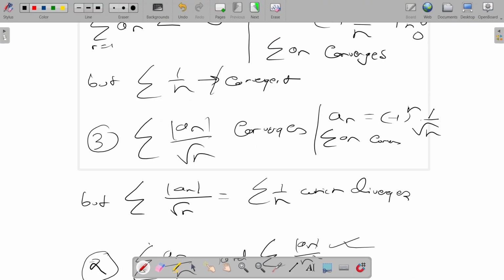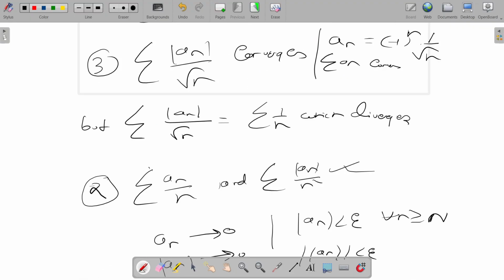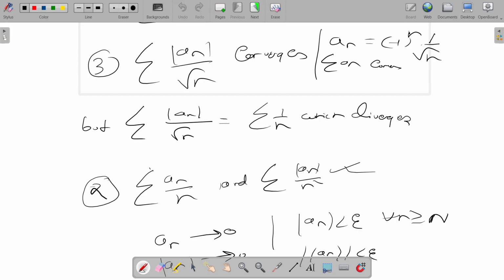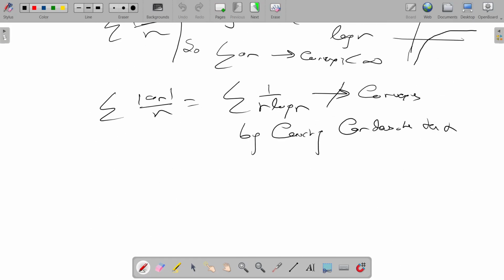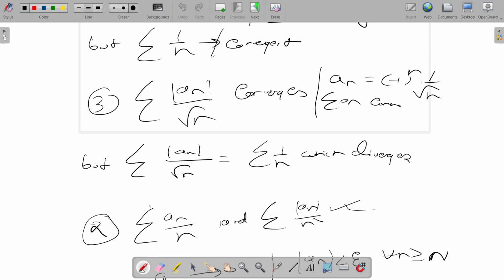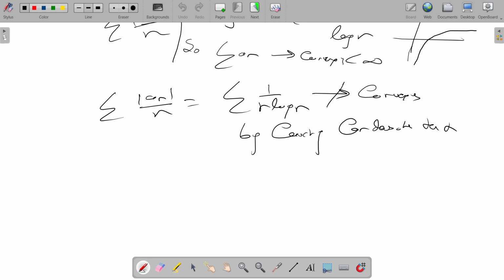So this is it for this. This question was pretty easy, and this was also easy, but it requires a bit of work. But we can quickly eliminate this using counterexamples.